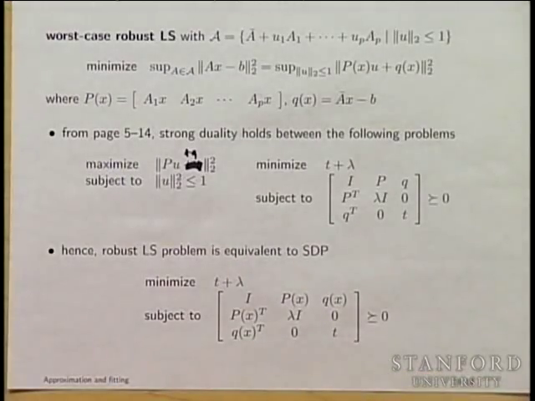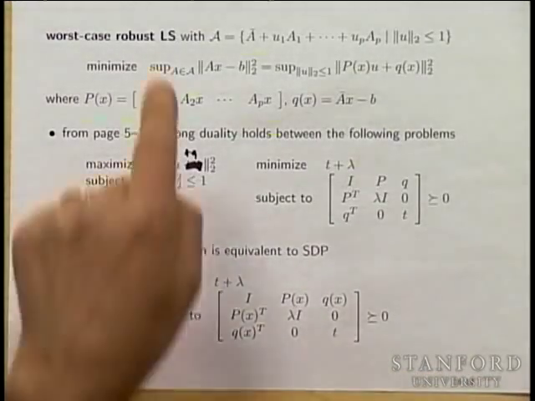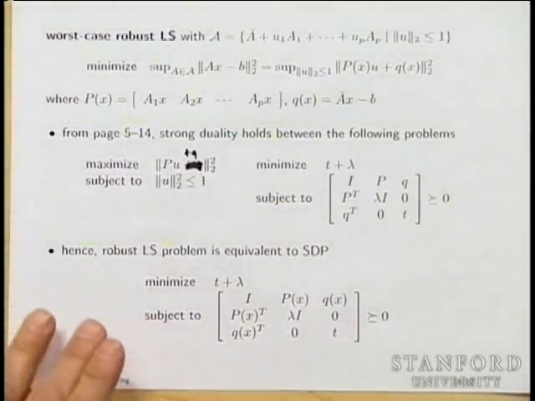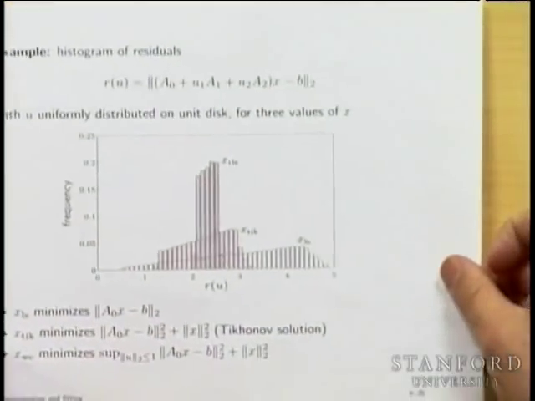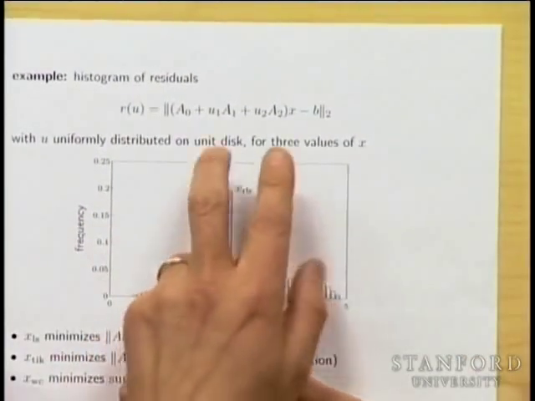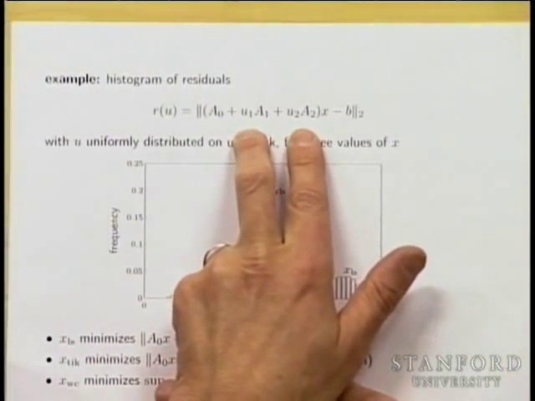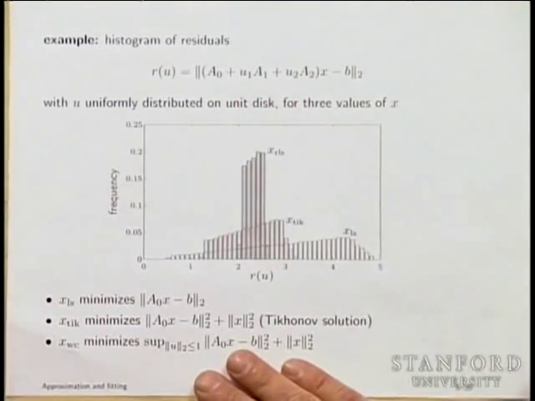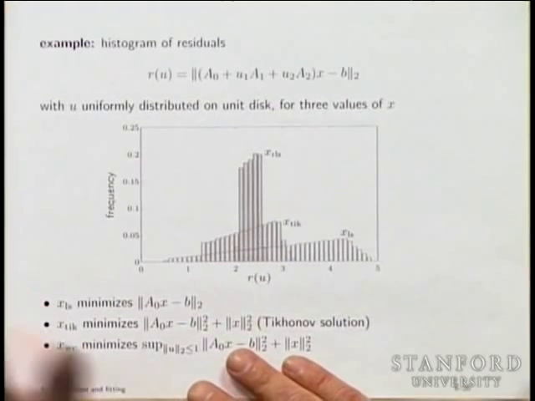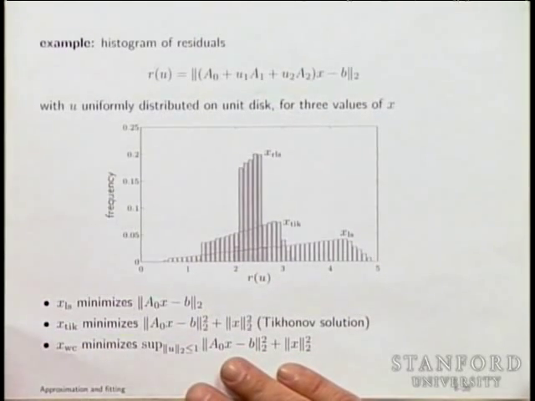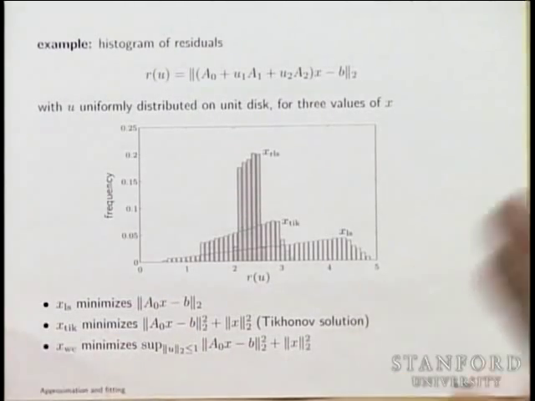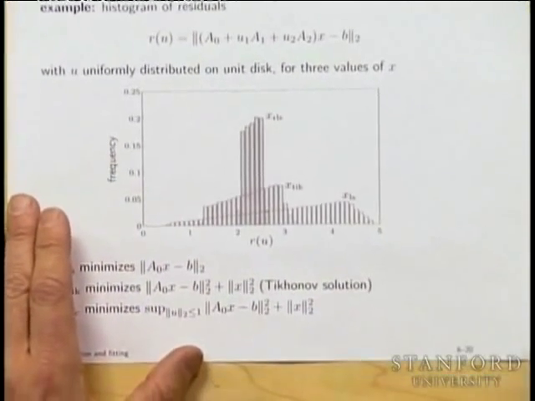Bottom line is, you actually end up with an SDP that solves the ellipsoidal worst case least squares problem. And I'll just show what some of the results are. This is a really stupid one. This is just for a disk of A matrices, okay? And all we did was take a uniform distribution on U's. By the way, the problem was to minimize the worst case, not an expected value over a uniform distribution. But just to give you a flavor of the robustness, this is sort of what you get.